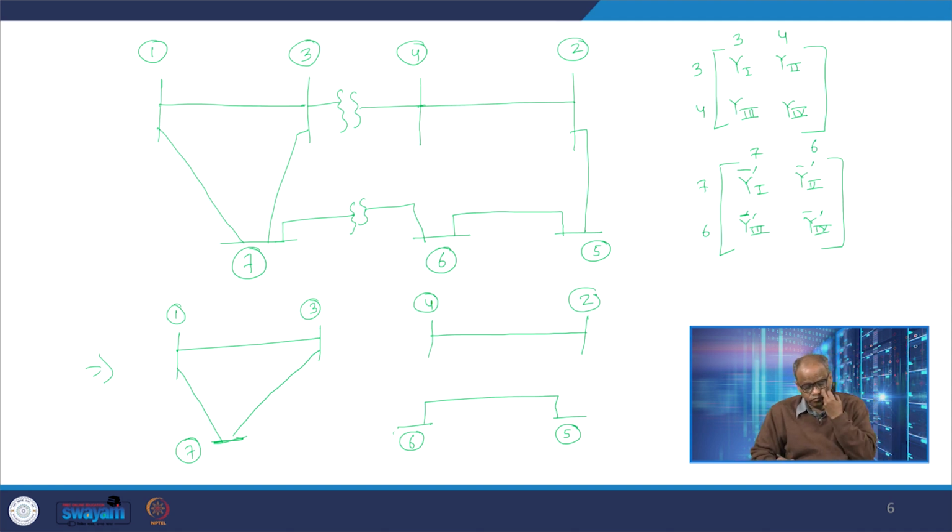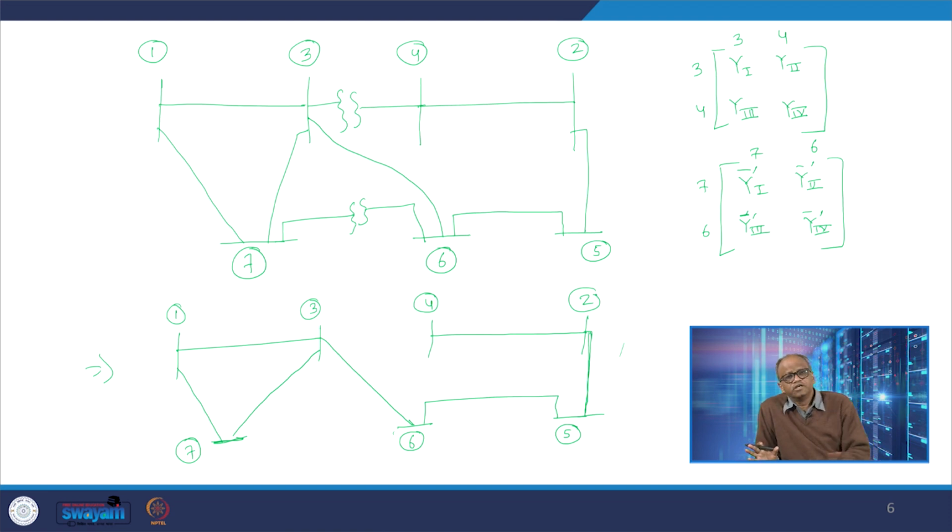So we will first form the Y bus matrix of this network. Of course there is another connection here, this connection is also there. So we will first form this disjoint matrix, and let's assume that there is also another connection from 3 to 6. So you see, now it is not a disjoint network. What we have done is simply removed the transformers.